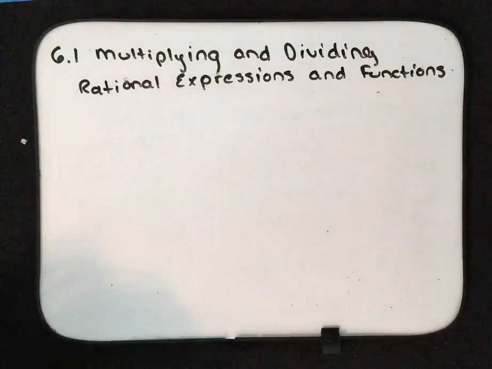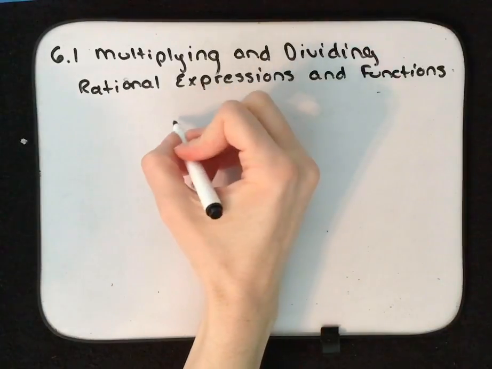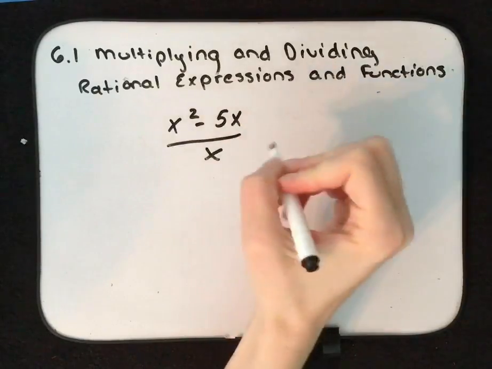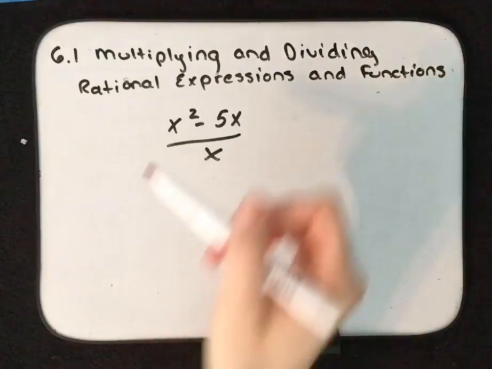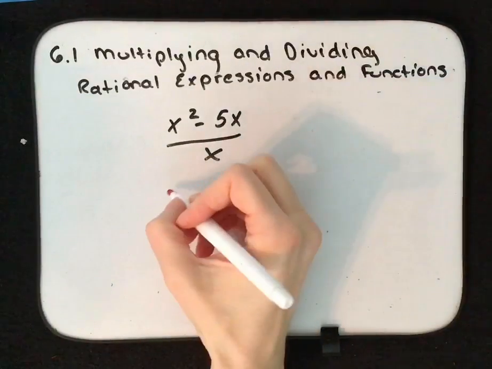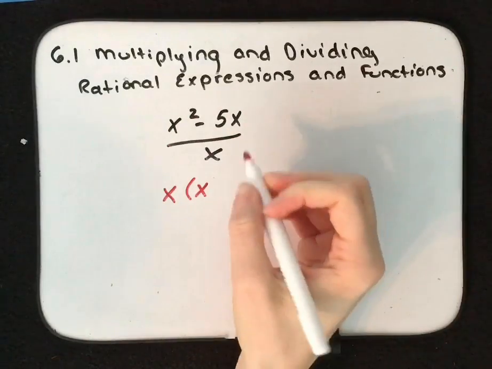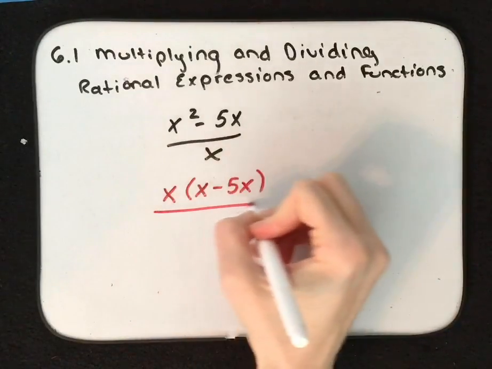So now that we've looked at domain, let's do a little bit of simplifying when we have a rational expression. So let's say we have x squared minus 5x all over x. So this is an expression because there is no equal sign. So if we want to simplify an expression or a function that we have in a fraction format, the first thing we want to do is see if it will factor. So for this one, we have x squared minus 5x. So in that numerator, I can factor out an x. If I factor out an x from x squared, I'm left with x. If I factor out an x from 5x, I'm left with minus the 5x all over x.